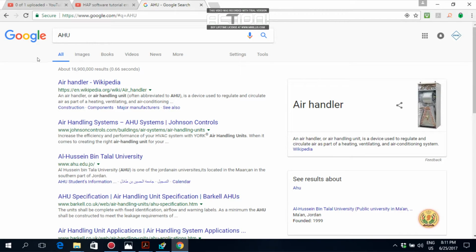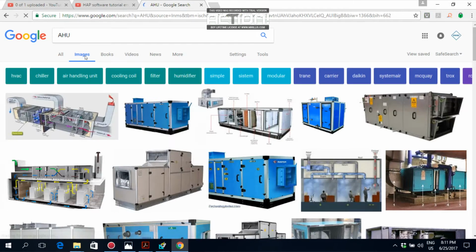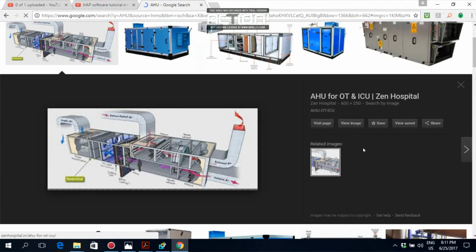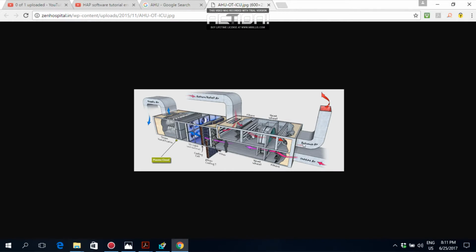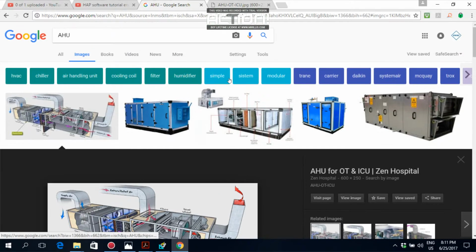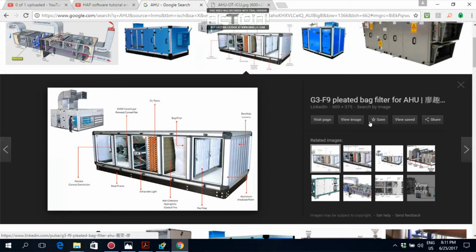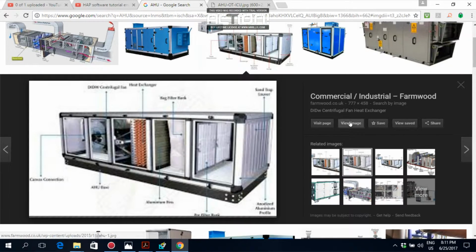images. If you see on the screen over here, you will see an example image of an air handling unit. If I say air handling unit, it may consist of a number of components. The major three components are... it is very complex. Let's take a simple one. View image.